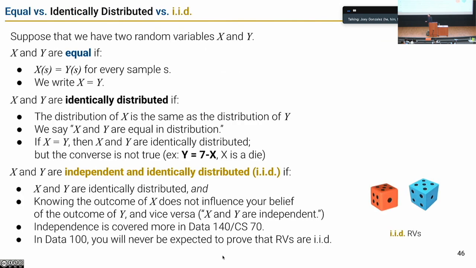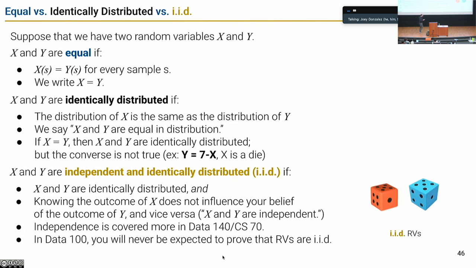Actually, I want to stop here for a second. We talked about sampling with replacement and without replacement. So if I'm sampling from some population with replacement, and I draw two samples, and I'm sampling from some population without replacement, and I draw two samples, are both of those i.i.d?